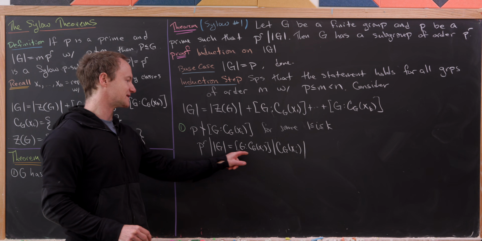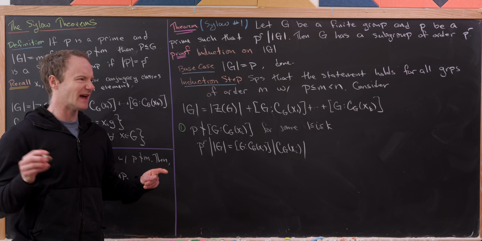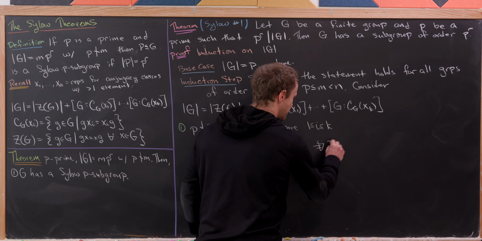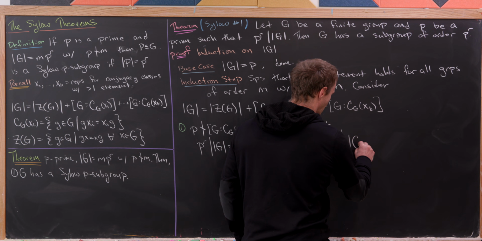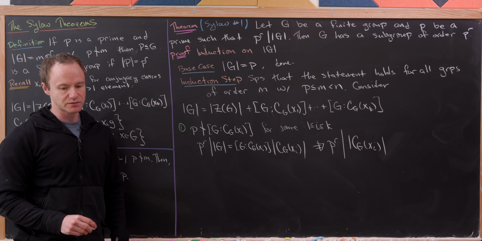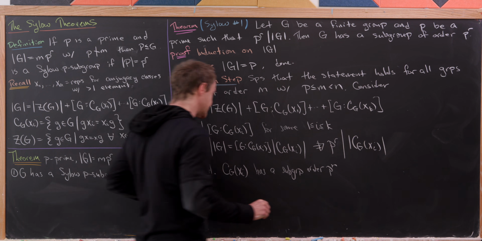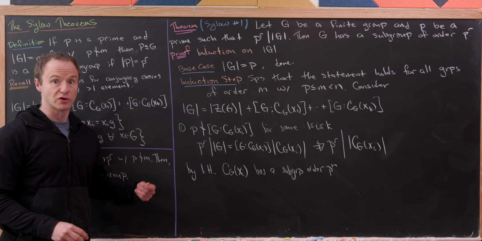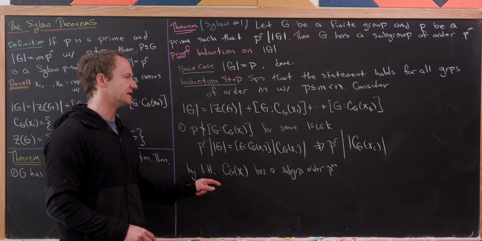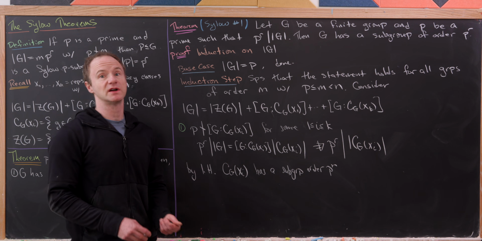We know that p to the r does not divide this term, which means p to the r has to divide that term. We know that that kind of thing works because we're working with a power of a prime here. So in other words, we've got p to the r divides the order of this centralizer subgroup. But in this case, we're totally done because by induction hypothesis, our centralizer subgroup has a subgroup itself of order p to the r. That's because the order of the centralizer subgroup is smaller than the order of the whole group. Okay, so now let's move on to our other case.